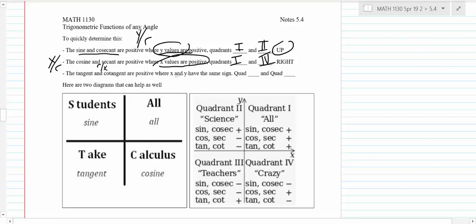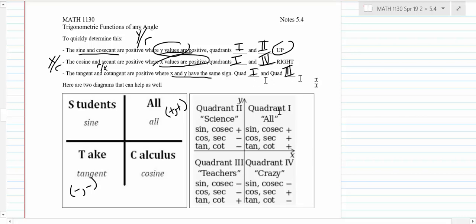And then the tangent is where they have the same sign. So if you're in quadrant 1, both x and y are positive, but if you're in quadrant 3, they're both negative. So the tangent's going to be positive in quadrants 1 and 3. It's just because it's y over x. So you either have a positive over a positive or a negative over a negative.